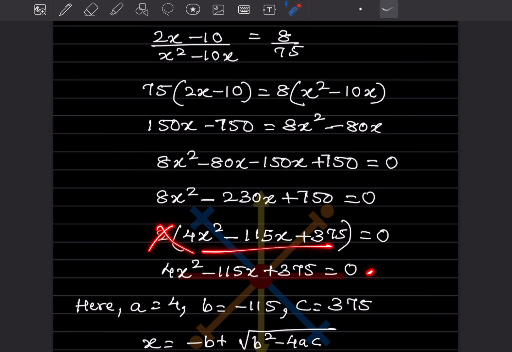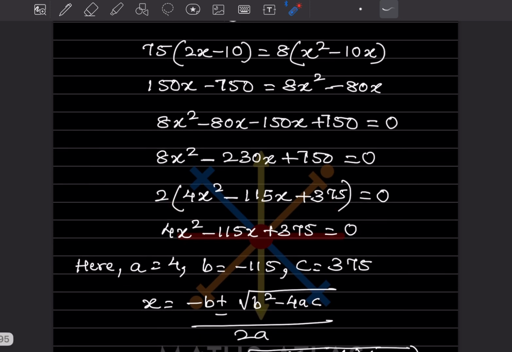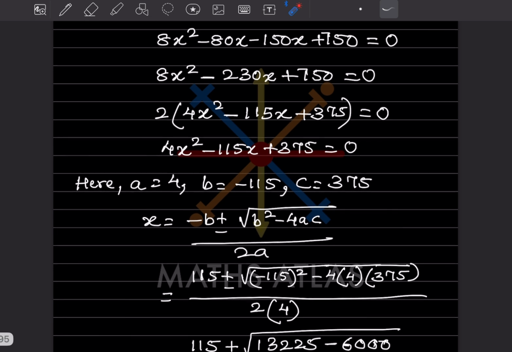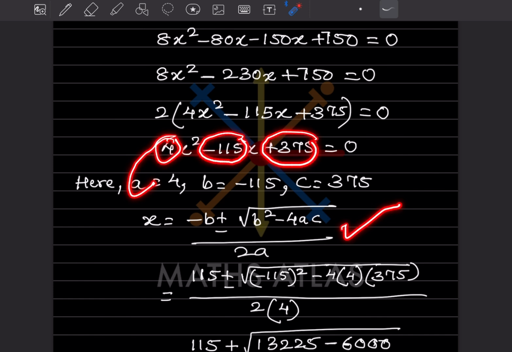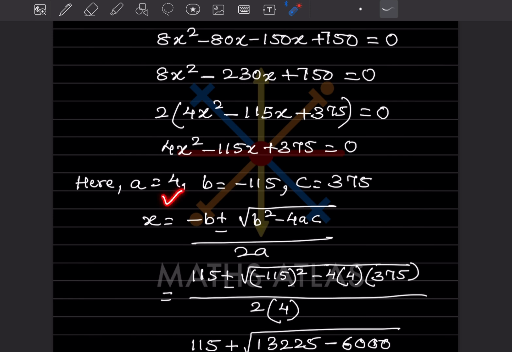So only this remains. Because it is a big number, many times we don't get it with the help of the factorization method, so we can do this with the quadratic formula. This is the formula. This is A, along with the sign, this is B, and this is C. This is important: A is equal to 4, B is equal to minus 115, and C is equal to 375. So x is minus b plus or minus root of b square minus 4ac divided by 2a.